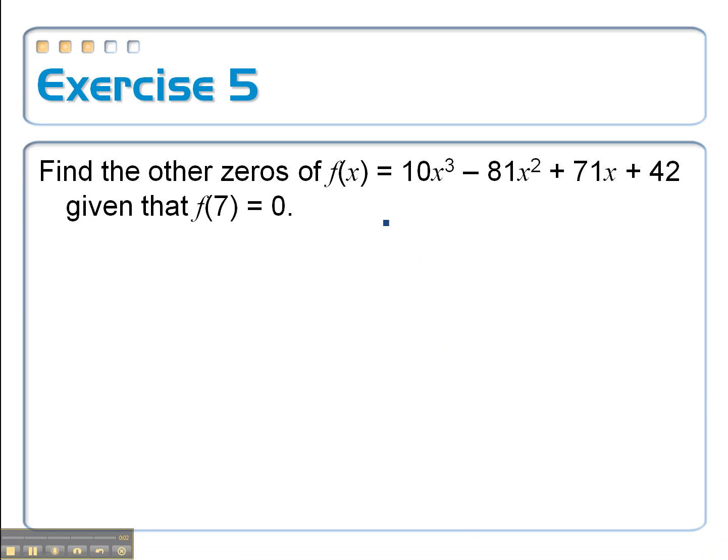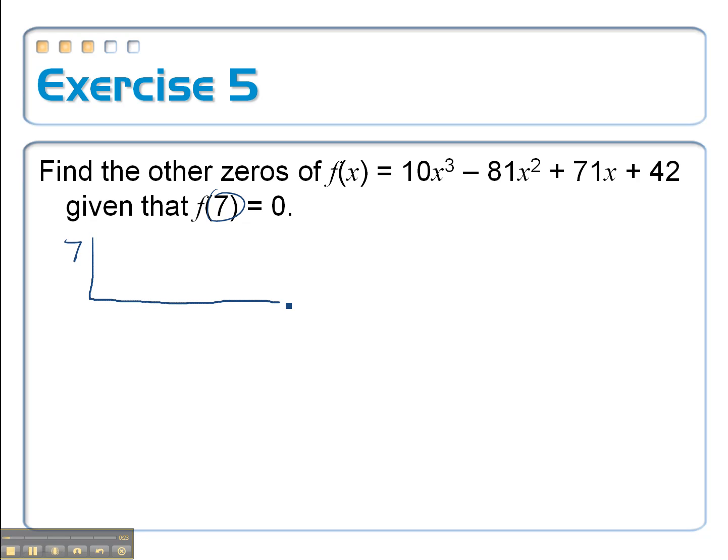Alright, so in this exercise what we're trying to do is find all of the zeros of this cubic function given that f of 7 is equal to 0. In other words, 7 is a zero. If I were to divide this function by x minus 7, I'd get 0 as a remainder. So let's go ahead and divide that out by synthetic division.